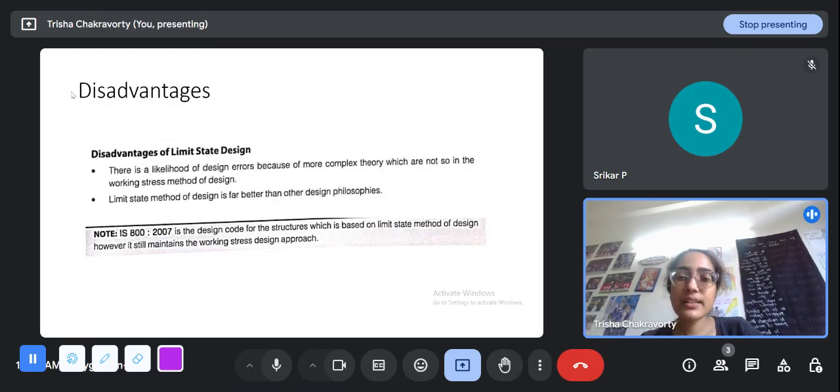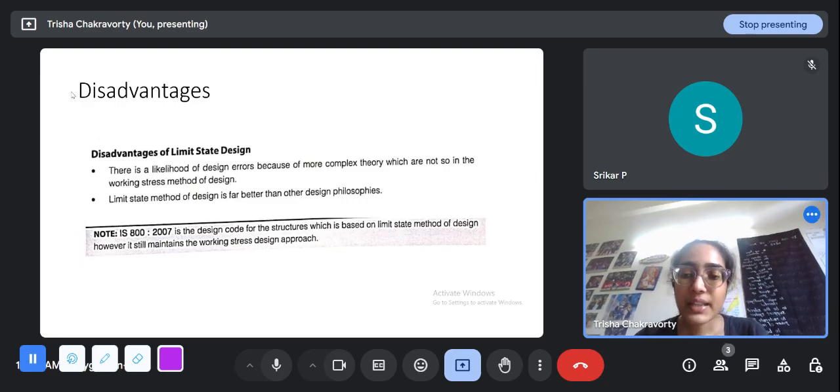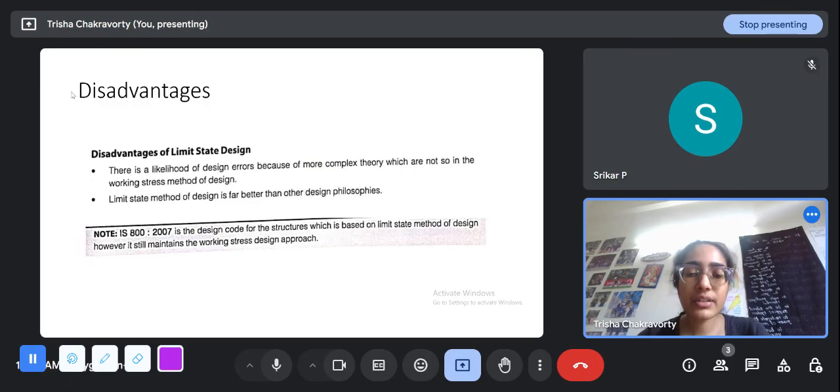And disadvantages: there is a likelihood of design errors because of more complex theory, which is not so in the working stress method of design. The limit state method of design is far better than other design philosophies. That is not a disadvantage. So IS 800 2007 is the design code for steel structures, which is based on the limit state method of design. However, it still maintains the working stress design approach.